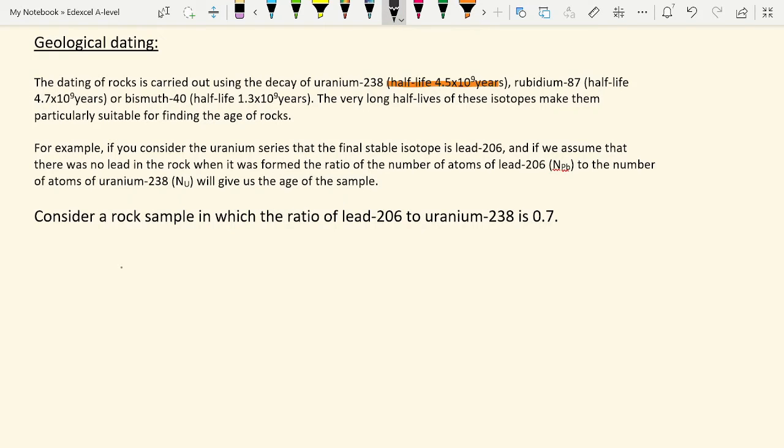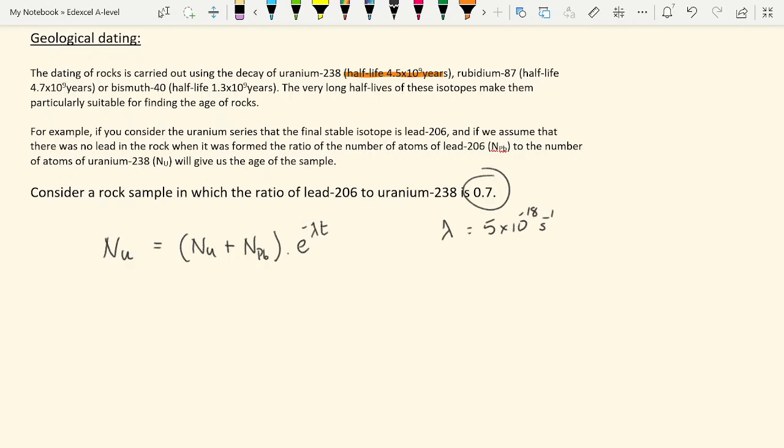So if we say, okay, the number of atoms of uranium, that's our N, is equal to the number of original atoms of uranium, which will be the current atoms of uranium plus the atoms of lead that are in the sample right now. So that's our N0 times e to the power of minus lambda t. Now you can find out what your lambda is from the half-life. So we can use ln2 over the half-life, and we would get a lambda of 5 times 10 to the minus 18 per second. So what do we do with this equation?